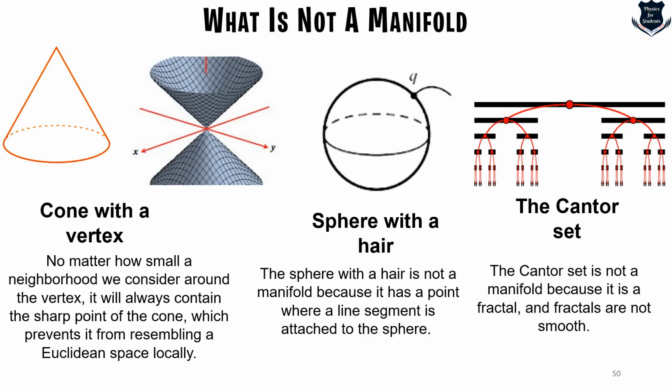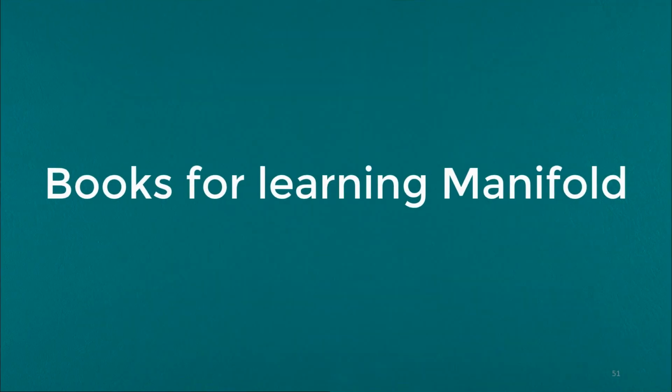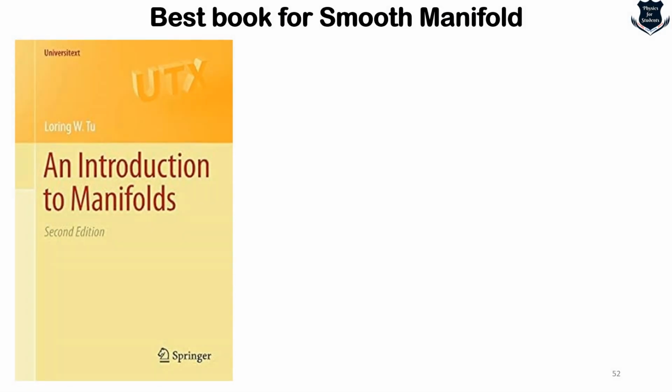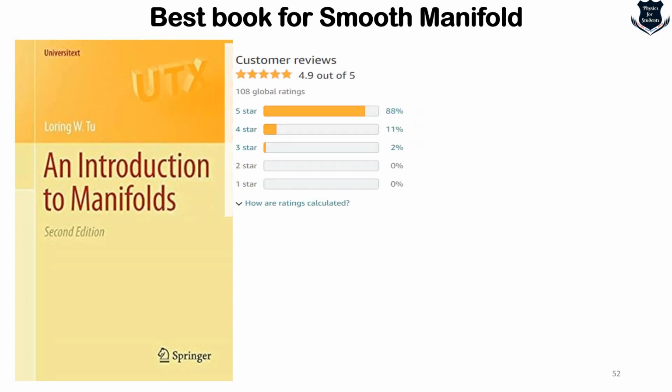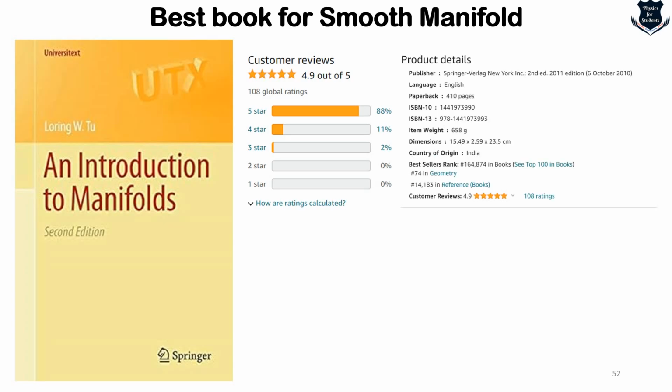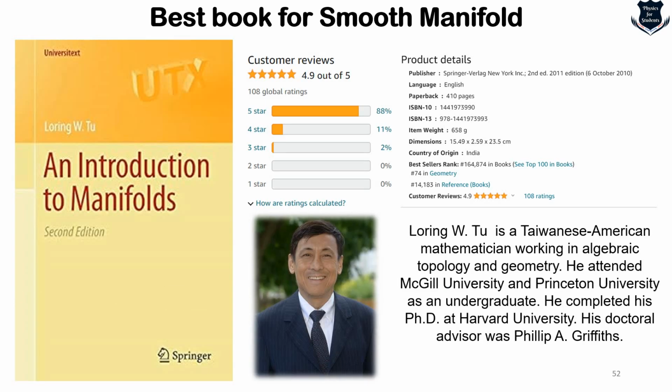Now, having said that, we come to the most important part: how can we learn these, and what are the best recommended books for learning manifolds? Here by manifolds, I mean obviously smooth manifolds. The first book is a very famous one by Loring W. Tu, which I have cited in many of my videos. Introduction to Manifolds, 88% 5-star rating, that is amazing. And this is the famous Taiwanese American mathematician.